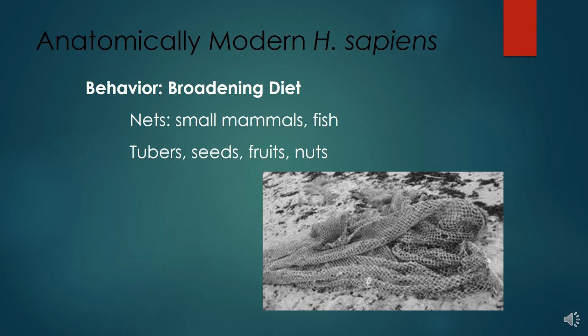But we do get some evidence of this, and nets point to collection of both small mammals as well as fish. And then we also find evidence for tubers, so various things in the potato or yam family, different seeds, fruits, nuts.